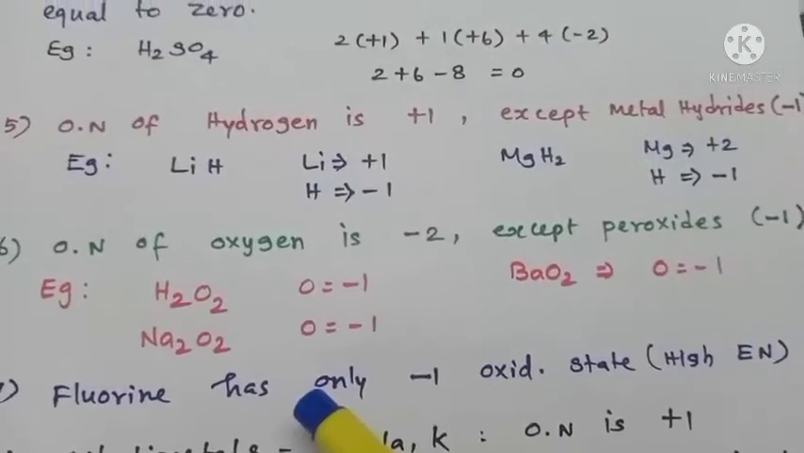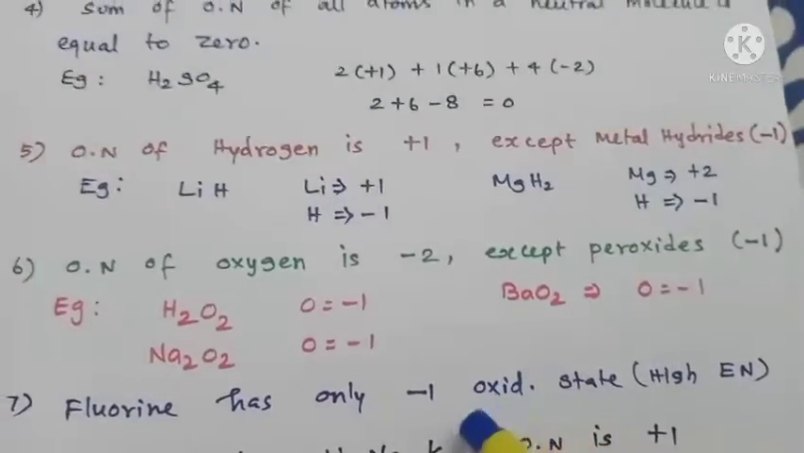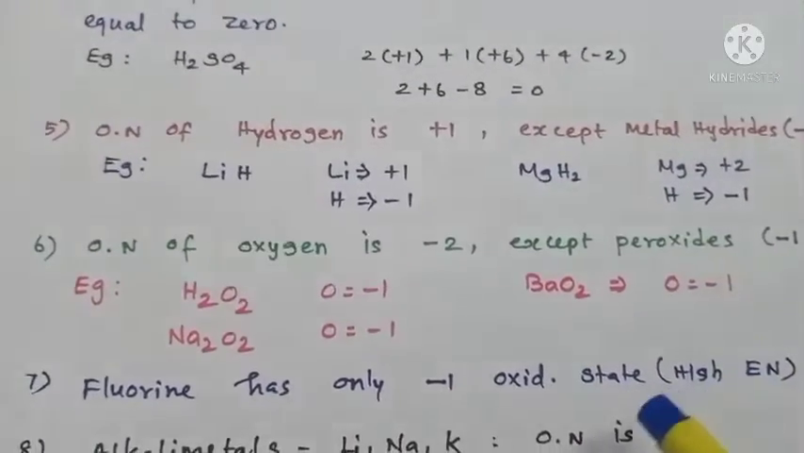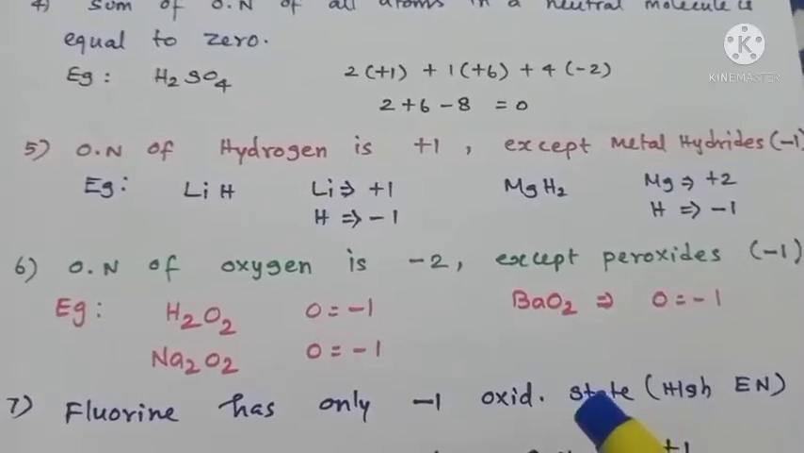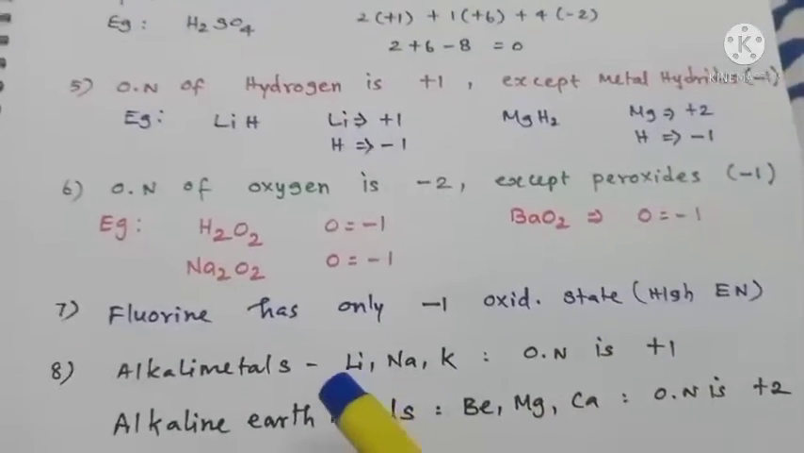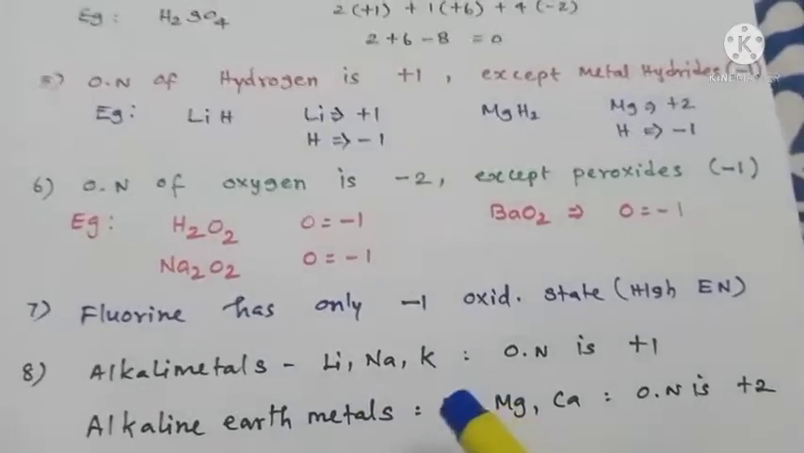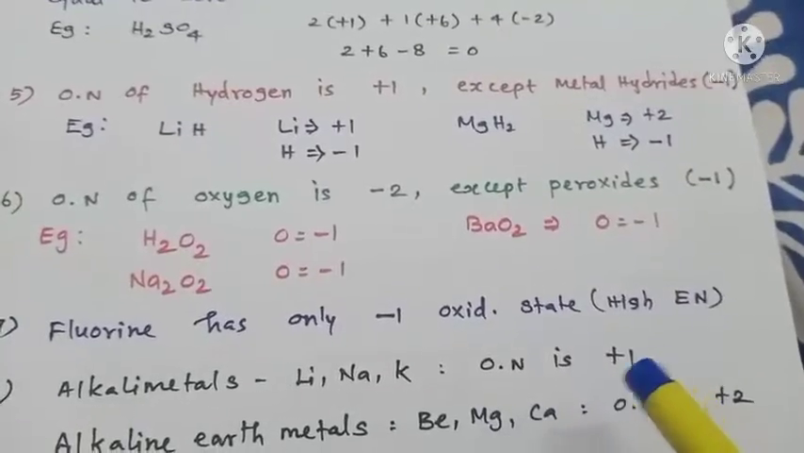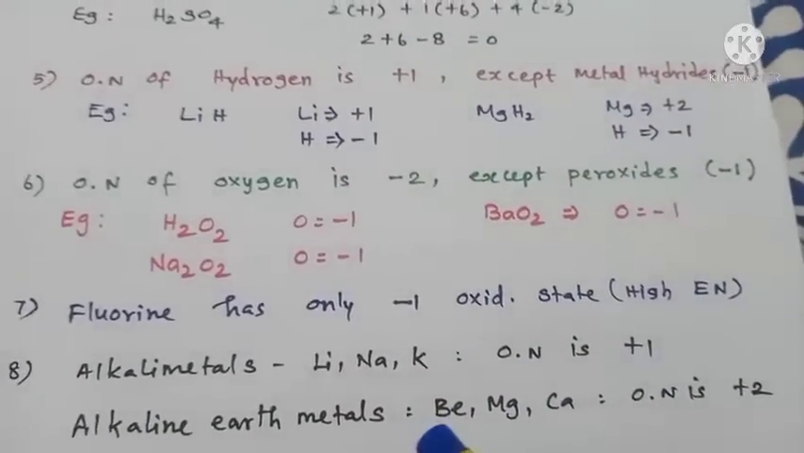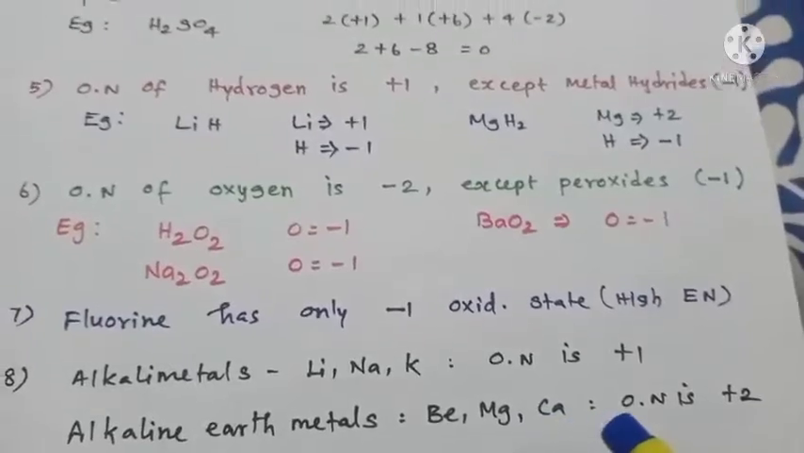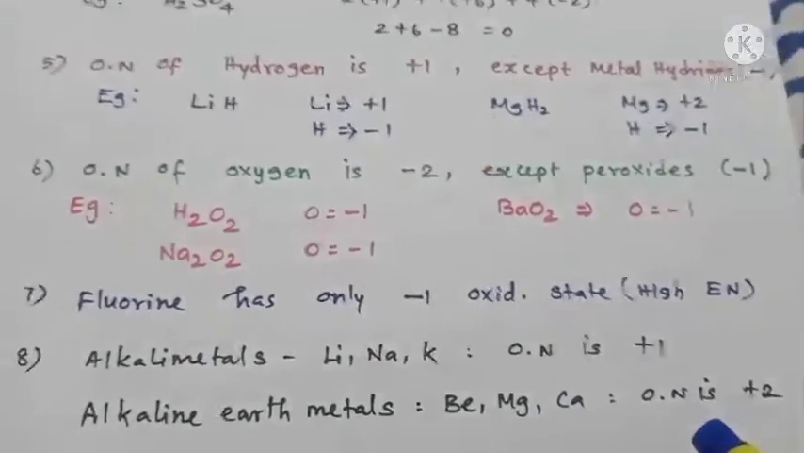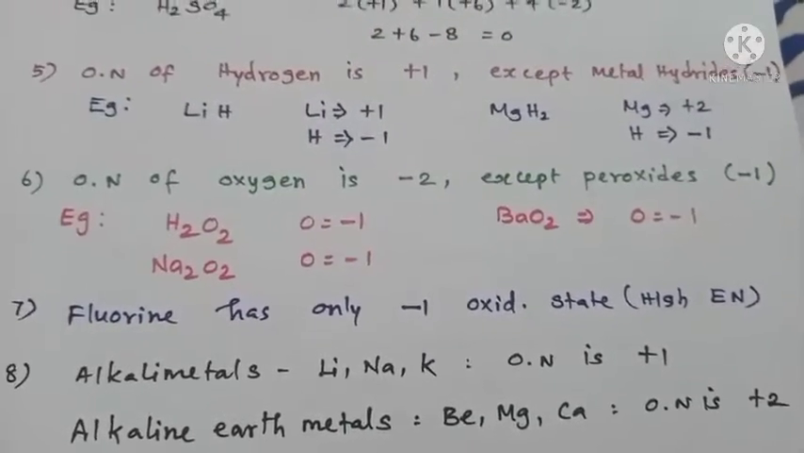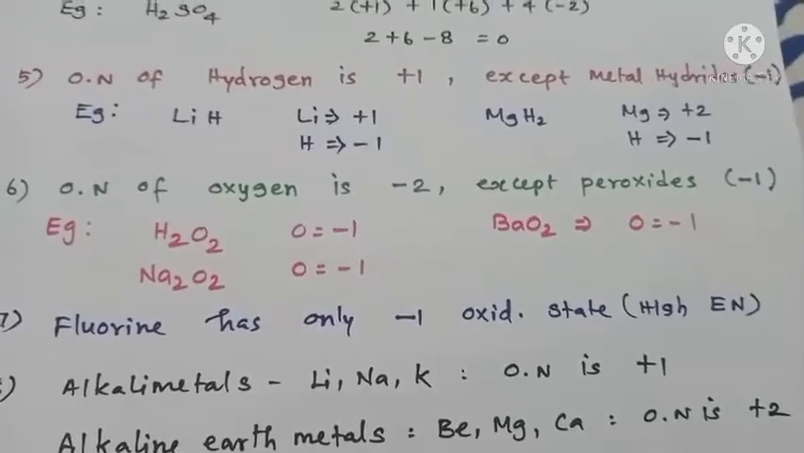Then among the halogens, fluorine has only a negative oxidation state. Fluorine has only a -1 oxidation state because of its high electronegativity, whereas other halogens can have both positive and negative oxidation states. Then the oxidation state of alkali metals is equal to their group number. So alkali metals such as lithium, sodium, potassium have an oxidation number of +1. The second group, alkaline earth metals such as beryllium, magnesium, calcium, have an oxidation number of +2, which is equal to their group number. So these are the rules we are supposed to follow when we assign the oxidation number of an atom in a compound or ion.